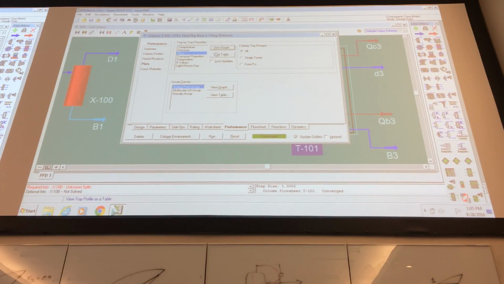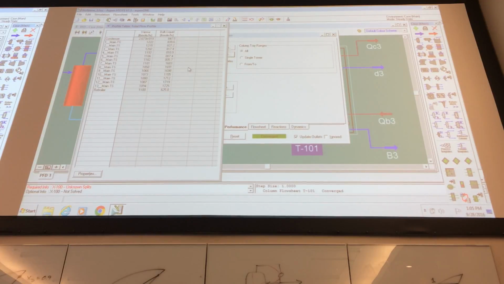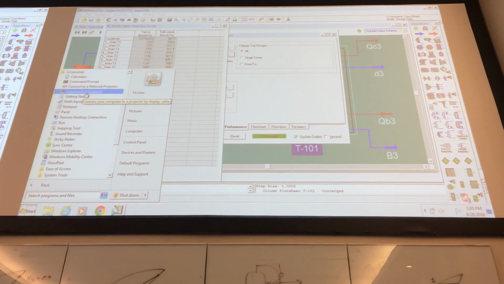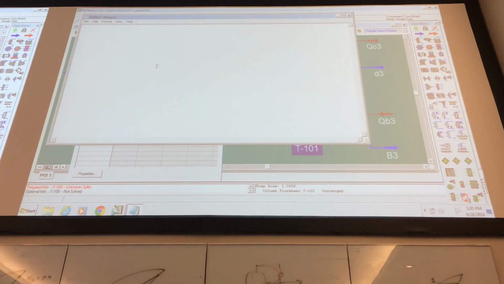So you can actually just do a view table. That'll give you actual values that you can plug in and calculate slopes for your upper and lower operating lines that are being calculated by HYSYS. So you can just copy and paste these. Copy, paste, it works just fine. Like this. Paste that into Excel, use that to do some calculations.